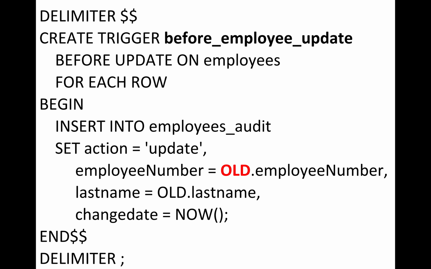So we have the old employee number, which we don't want to change. We're just reading it so that we have an employee number that we can feed into our audit table. Same thing, we're going to copy the last name as well. And for when it was changed, we're going to use the now function, which returns the current timestamp of when this occurred. Make sense? So an update to a table triggered an insert into another table.